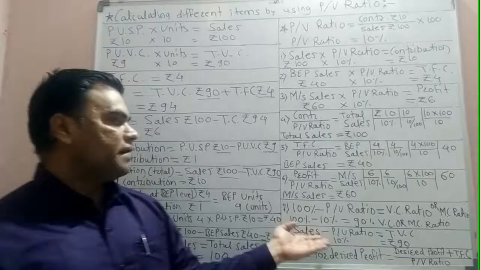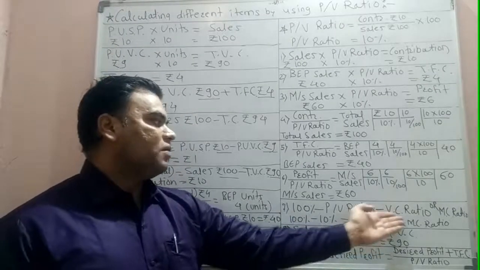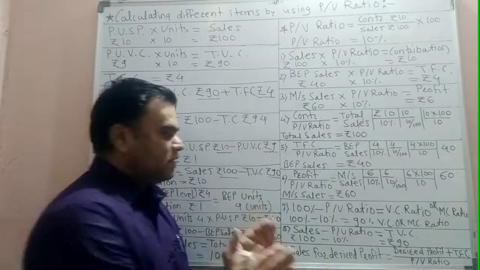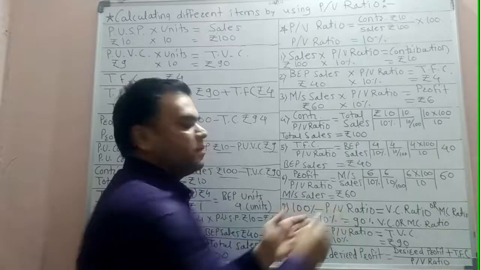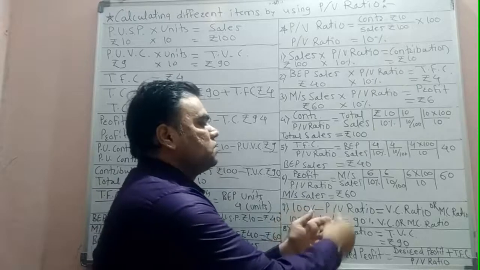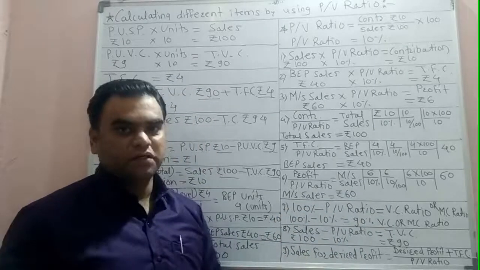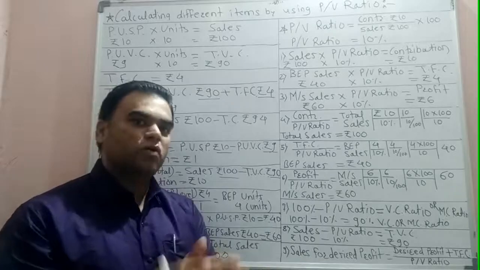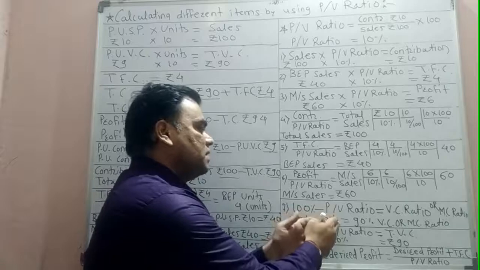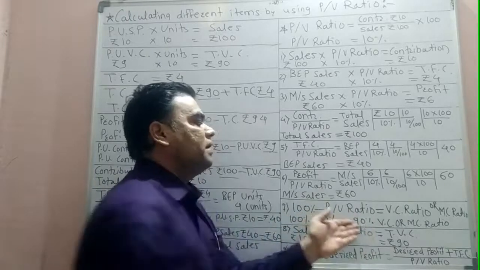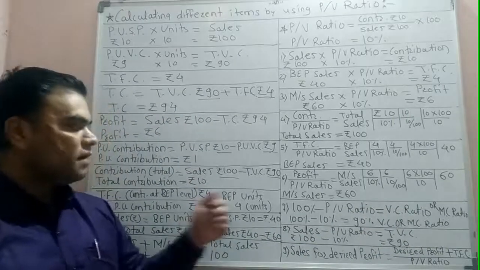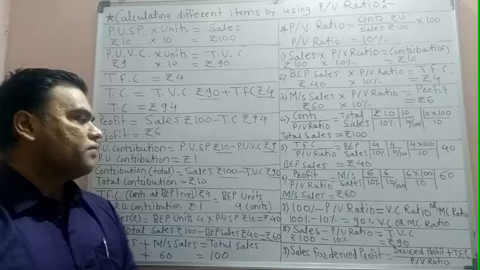So we have calculated variable cost ratio directly. Suppose sales is 100%, less 10% PV ratio. PV ratio means contribution ratio. So sales less contribution ratio, the remaining will be variable cost ratio, because sales less contribution is equal to variable cost. So sales percentage less contribution percentage, the remaining will be variable cost percentage. That's why it happens.